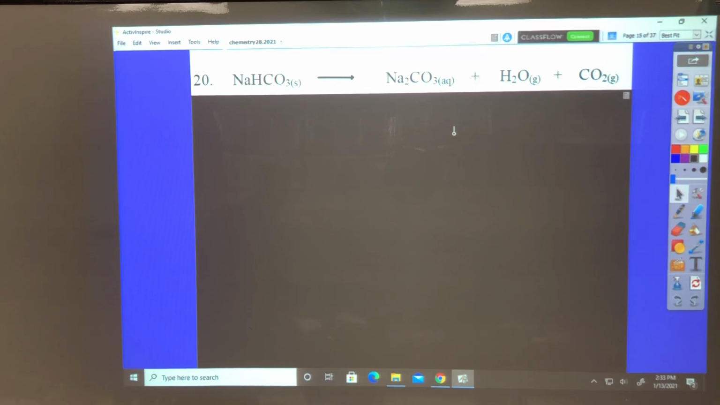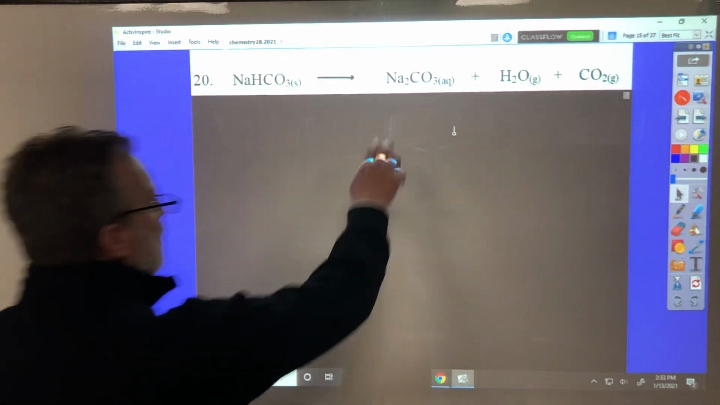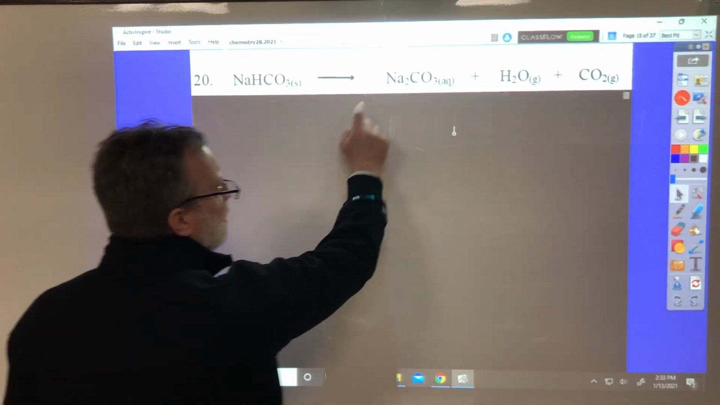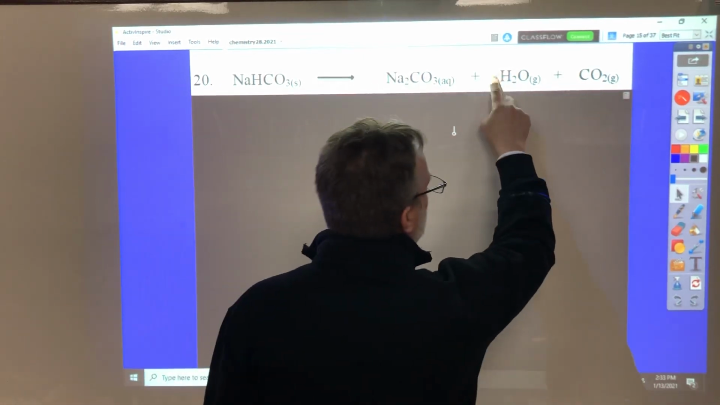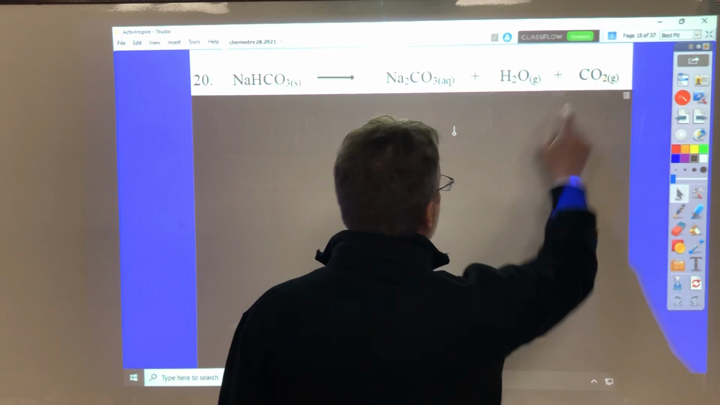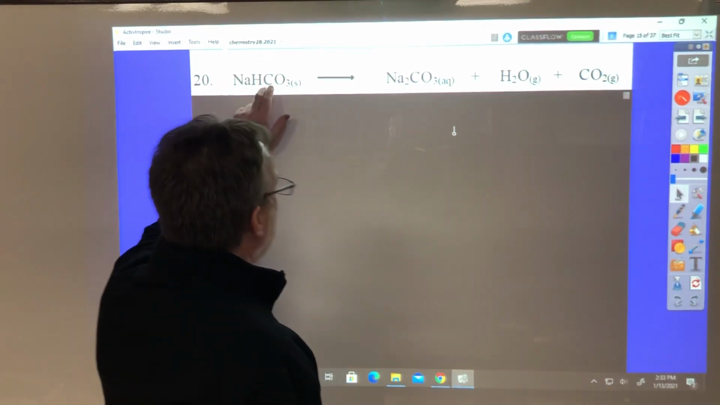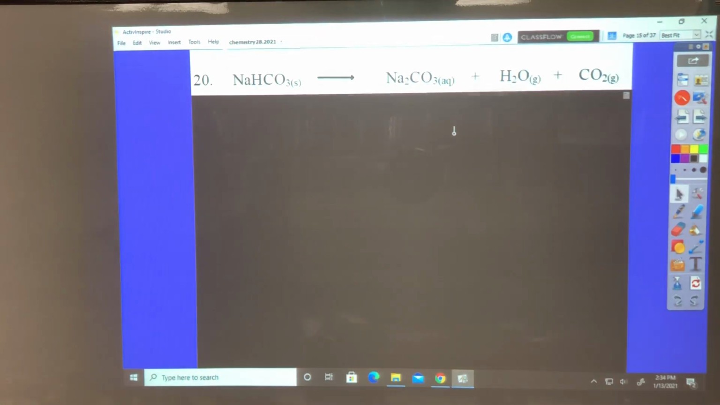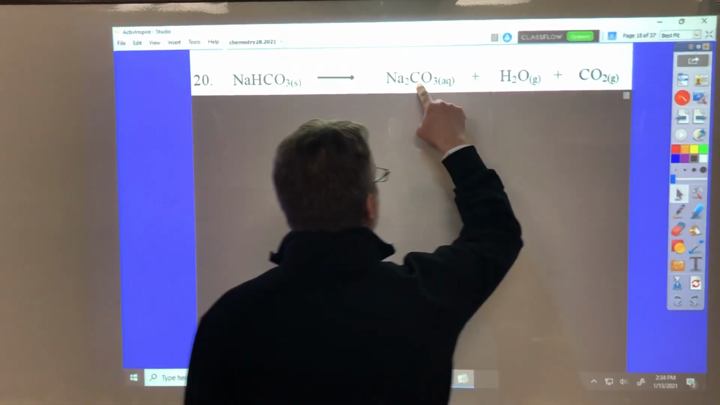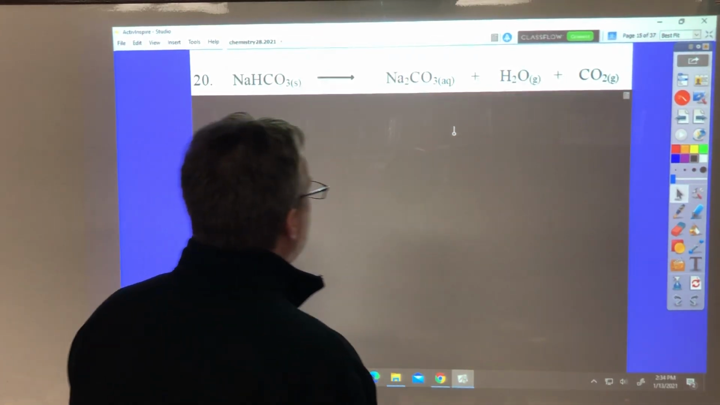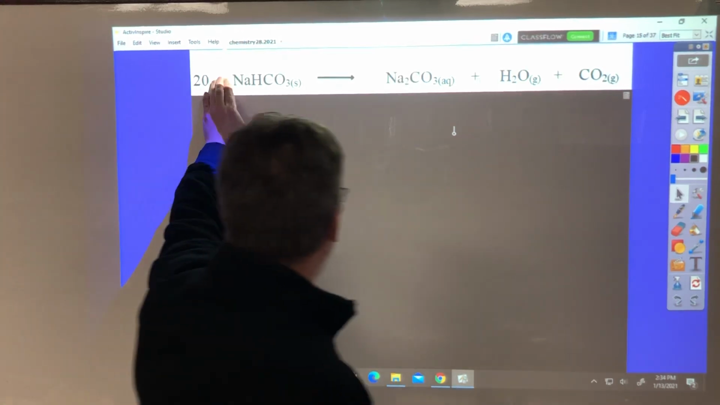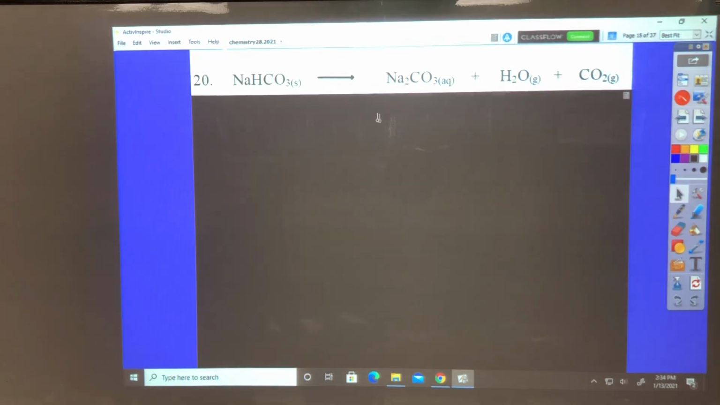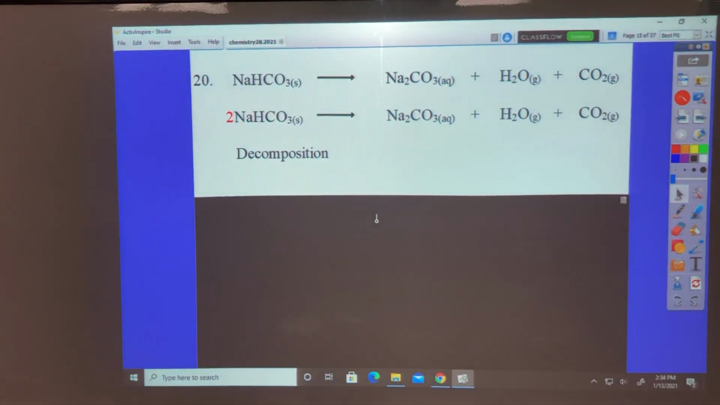To balance that, already I can see I need a 2 on this sodium. And that would give me 6 oxygen. 1 times 3 is 3. 1 times 1 is 1. 1 times 2 is 6. That will give me 2 carbon. Okay, that's going to be messed up. Oh, I do have 2 carbon. There's 1 and there's 1. 2 sodium. Hydrogen would have 2. And there I have 2. So that is all fixed just by putting a 2 in front.